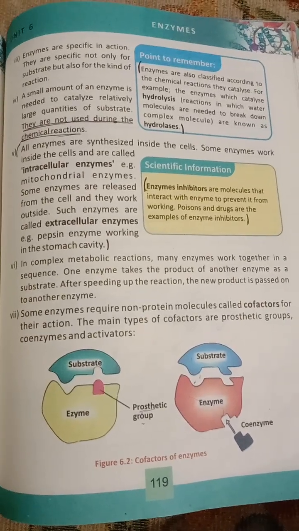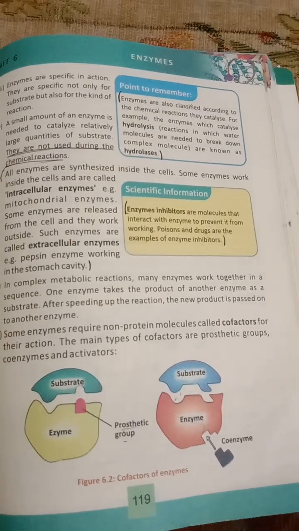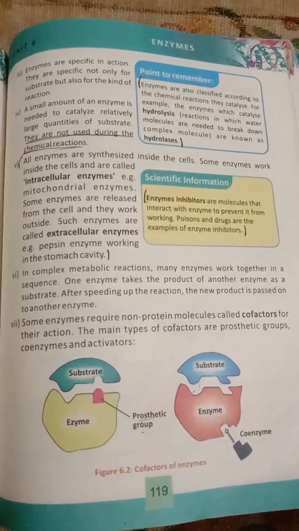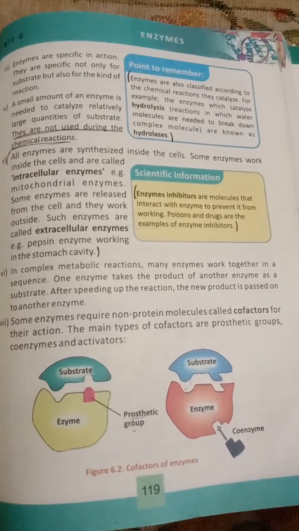For example, digestion is a complex metabolic reaction. There are many enzymes which are used in digestion, for example pepsin and trypsin. So they are used in a sequence.